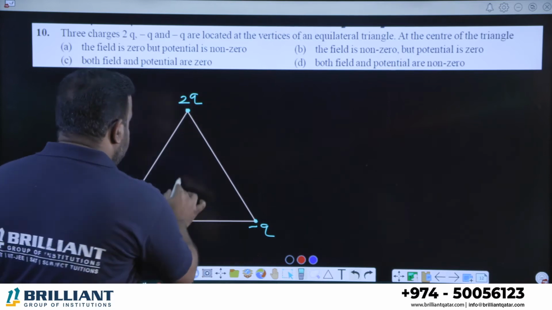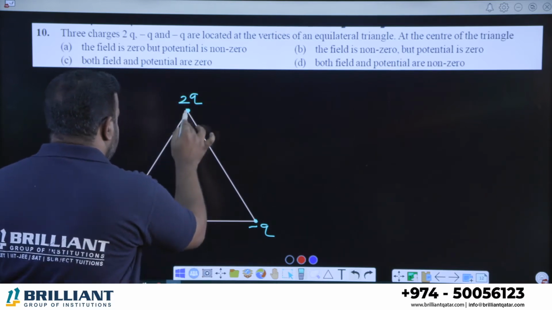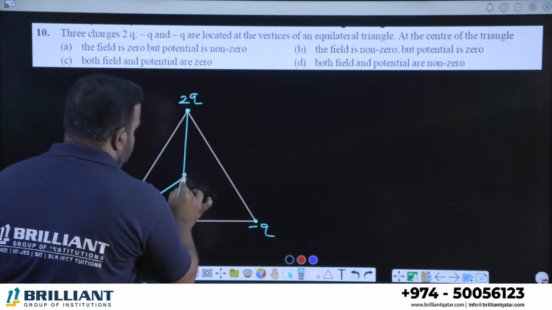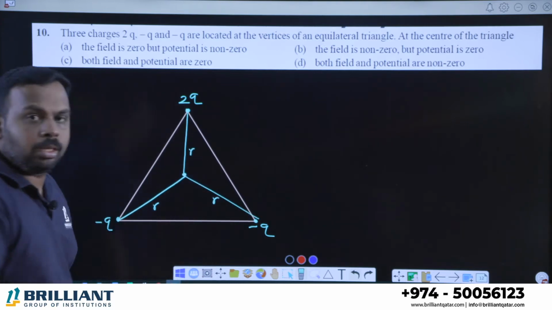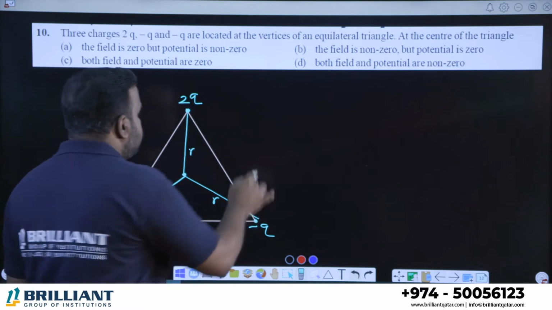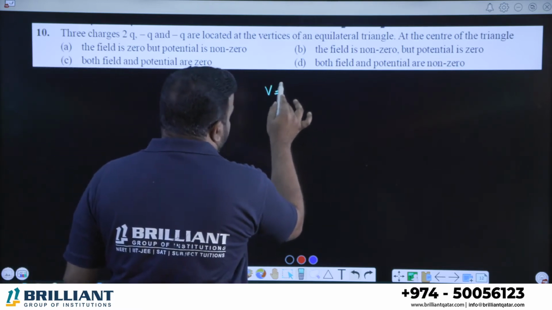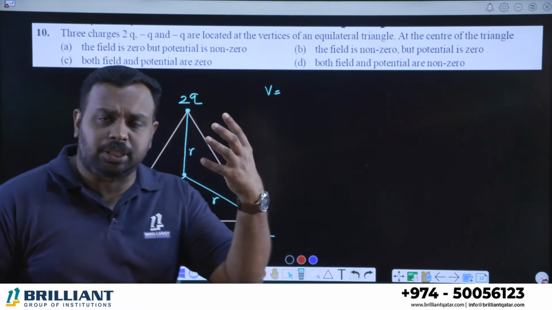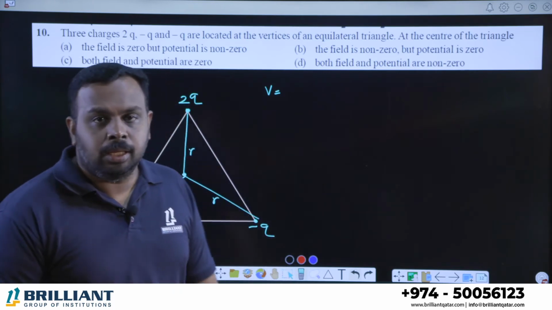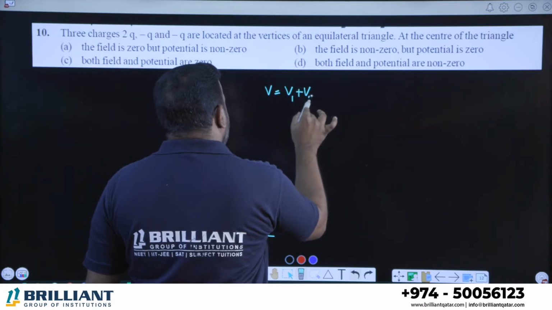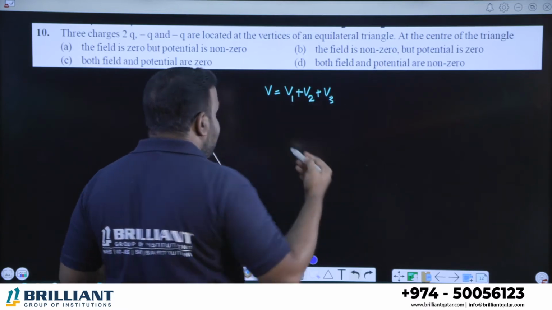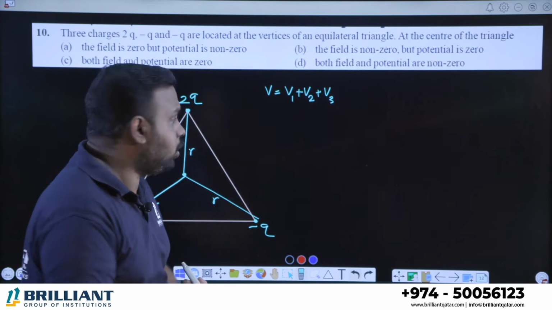Okay. And at the center, right? Center means here. So we can take the center. If this distance is r, all the distances will be r only. So if you are taking the potential, what is the formula? How can you find the net potential if a group of charges is making a system? Then the potential at the center is V equal to V1 plus V2 plus V3, right? So we can simply add the potentials due to all the charges.